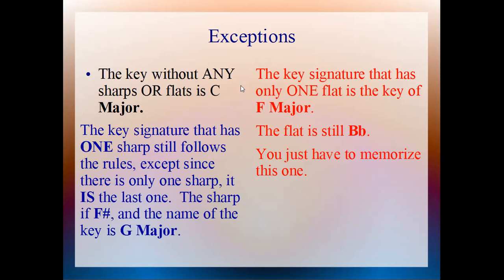If you only have 1 sharp in your key signature, it actually does still follow the rules, but there is only 1 sharp. So it is the last one, also the first one. And the sharp is F sharp. And the name of the key is G major. So G major does follow the rules. It's just that people get confused because there's only 1 sharp. It kind of weirds them out for some reason. It's really not any mystery, okay?